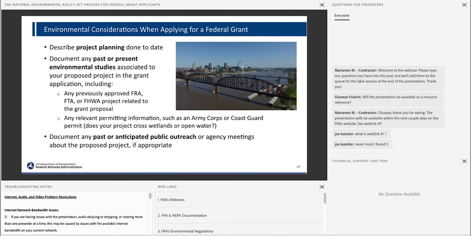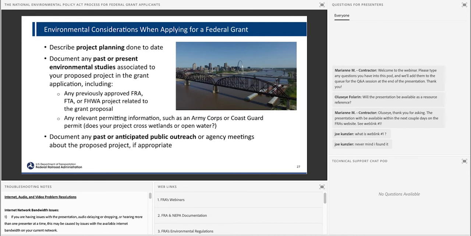And then describe the planning project to date. And this just reinforces what we shared on the other slide. So document any past or present environmental studies associated with your proposed project in the grant application, any previous approved FRA, FTA, or FHWA project related to the grant proposal. Maybe you have a bridge improvement and you actually have a permit with the Coast Guard.